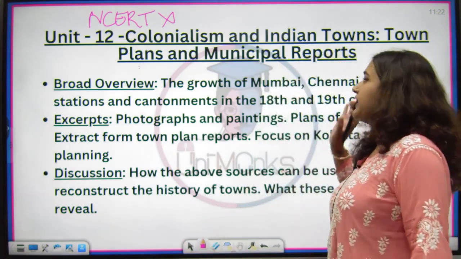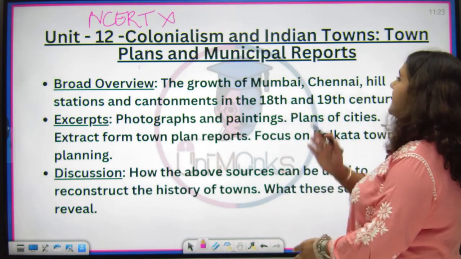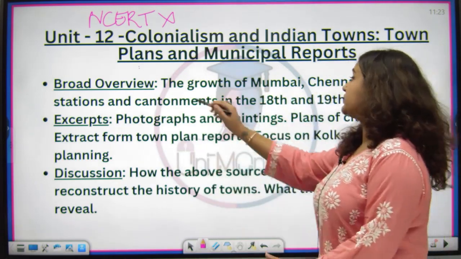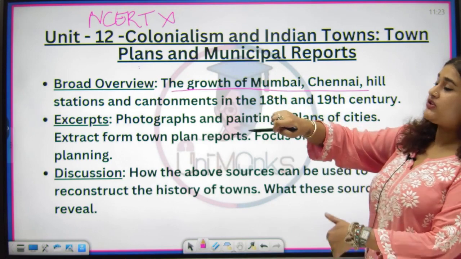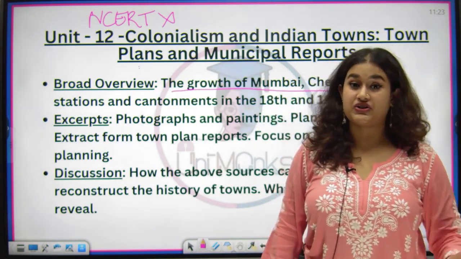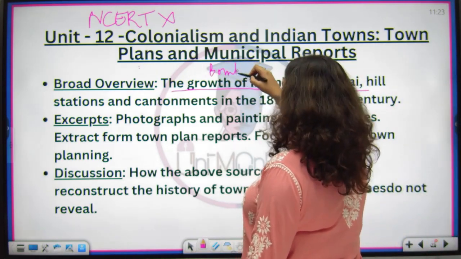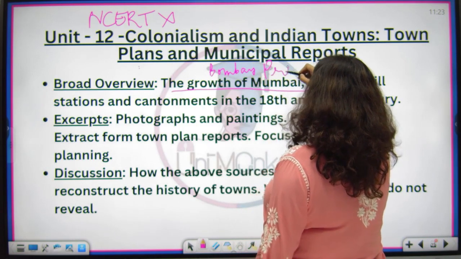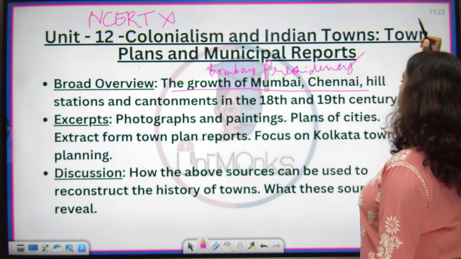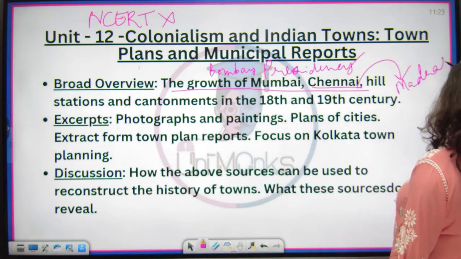Now, unit number 12 is colonialism and the Indian towns, town plans and municipal records. Okay, so a broad overview of the growth of Mumbai and Chennai, which were at that time presidencies of the British Empire. Mumbai was called the Bombay Presidency, and Chennai was called the Madras Presidency.